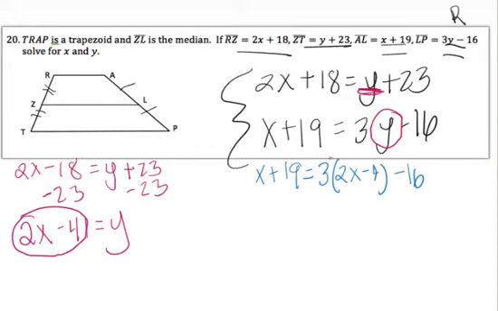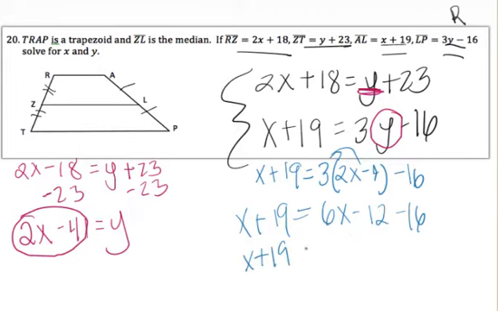Let's distribute. I'm going to get 3 times 2 is 6x, and 3 times negative 41 is negative 123 minus 16 equals x plus 19. Let's go ahead and combine like terms. We'll get x plus 19, that didn't change, equals 6x minus 139. Let's move everything to the appropriate sides. Subtract the x over because it's smaller. And we're going to go ahead and add the 139 because it's larger.